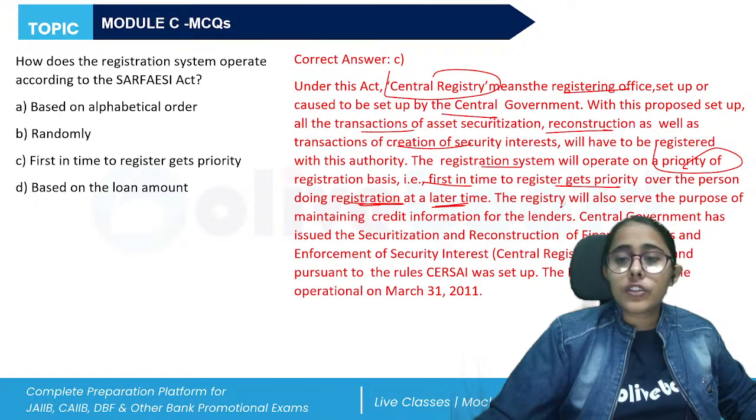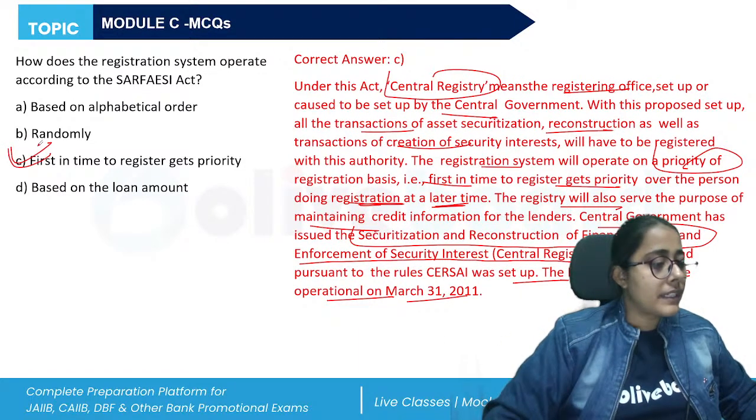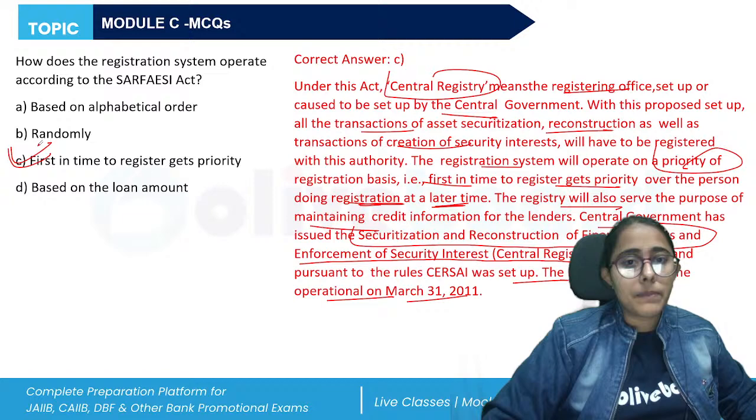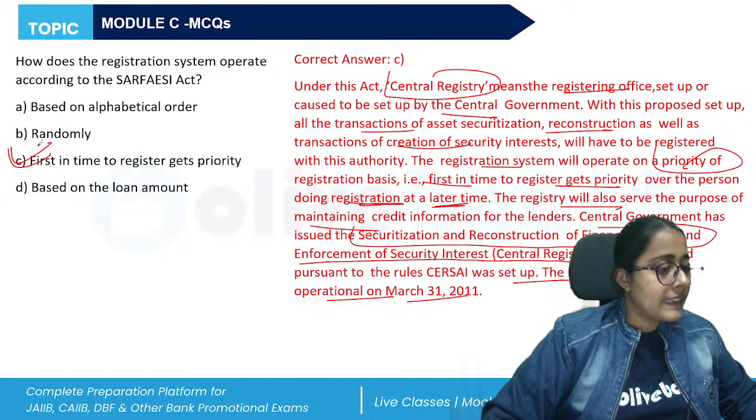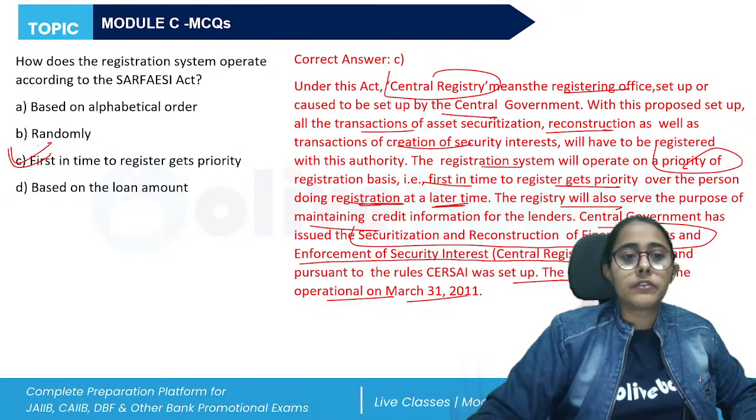The registrar will also serve the purpose of maintaining the credit information. Here, the central government has issued the securitization and reconstruction of financial assets and enforcement of security interest rules. The registry became operational on 31st March 2011. So basically what we need to remember here is that if more than one case comes for registration to the register that is created by the central government, the central registry, then they will register on a priority basis. The first come, first serve criteria will work.